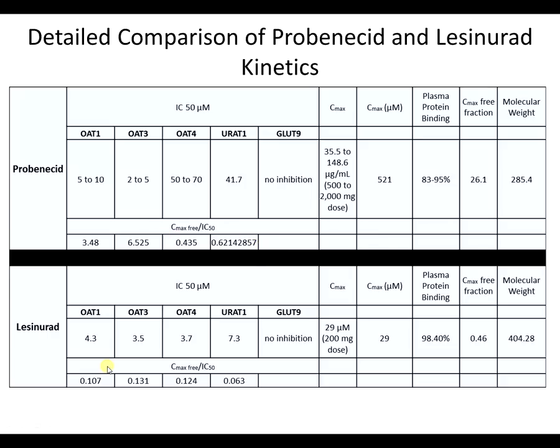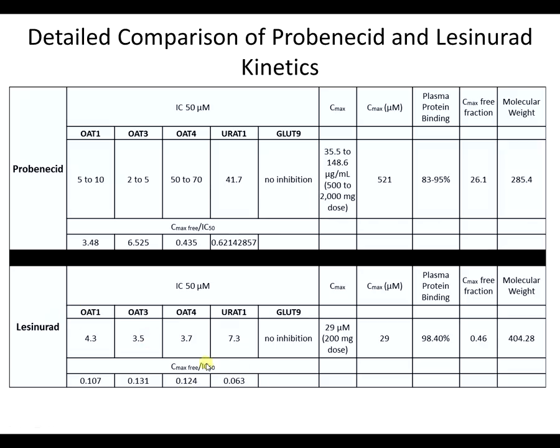than 0.1 and 0.3. Whereas if you look at Lesinurad, if you use the same method, Cmax free over IC50, you'll notice that at 0.1 and 0.3, we're close to about 10% of the IC50 when we look at the Cmax of Lesinurad, which is really nice. That means there's low interaction potential.